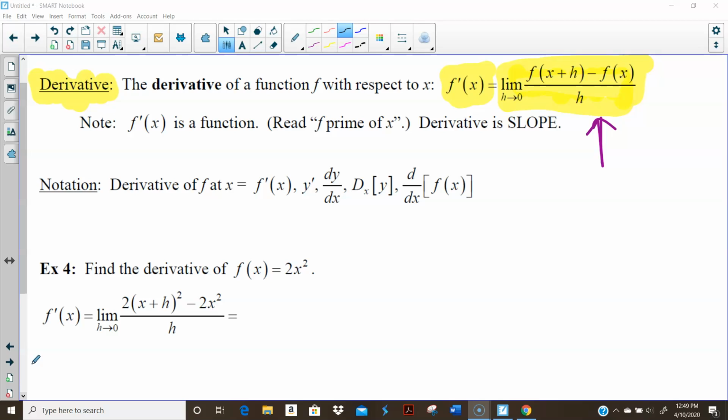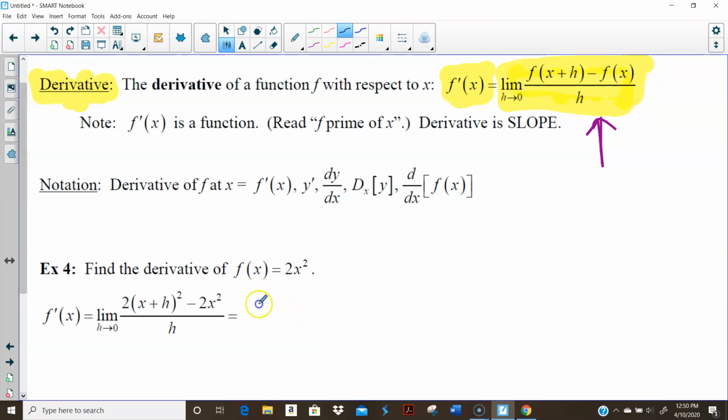Example 4, find the derivative of f of x equals 2x squared. So we're going to use our slope formula. So f prime of x is equal to the limit as h approaches 0 of 2, and in place of x, I'm going to put x plus h. So that gives me 2 times (x plus h) squared, and then subtract f of x. F of x is 2x squared. Subtract f of x, all over h.